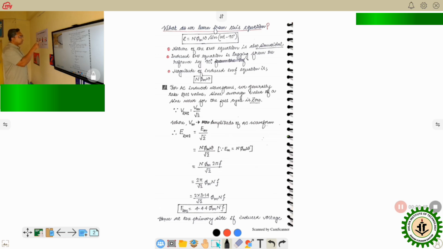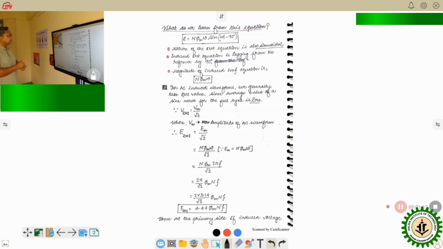So basically this equation tells me that the EMF which is induced is also in sine form, because the reference voltage is sine, so the EMF induced will also be sine. The EMF which is induced due to rate of change of flux will lag by 90 degree, and the magnitude of EMF is n phi m omega.